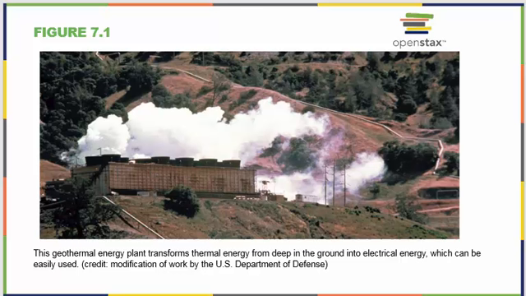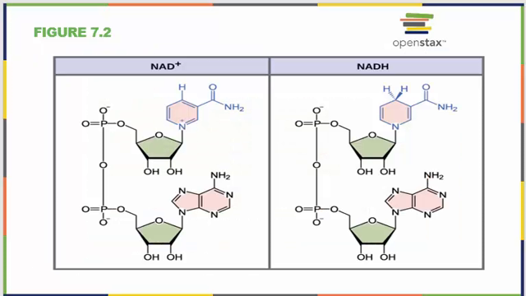This geothermal energy plant seen here transforms thermal energy from deep underground into electrical energy, which can be easily used. The process that they use for this transformation is just a redox reaction. Removing an electron results in a decreased potential energy in that oxidized compound, so this electron must be shifted into another compound, which is often an electron carrier.